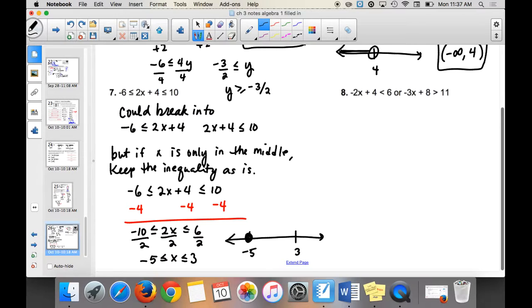So we're going to have less than or equal to, like that. So negative 5 is less than or equal to x, which is less than or equal to 3. It's going to be the shading in between. So our answer then would be bracket negative 5 to 3.